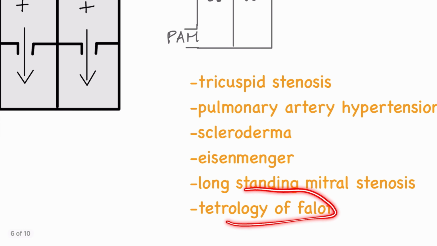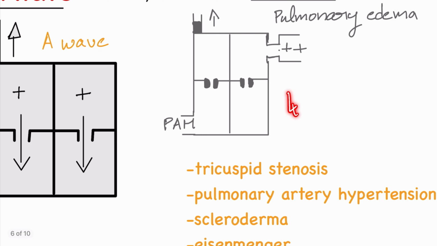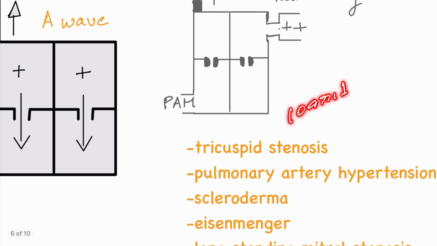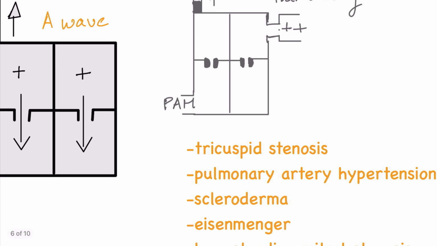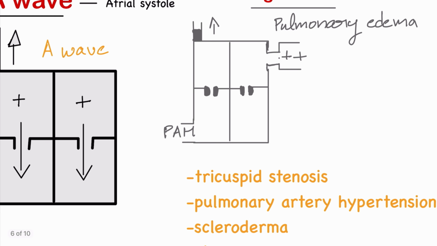Next is tetralogy of Fallot. In this, there are four congenital heart defects. You can see right ventricular hypertrophy, pulmonary stenosis, coarctation of aorta, and basically because there is pulmonary stenosis, it can cause large A wave in tetralogy of Fallot.